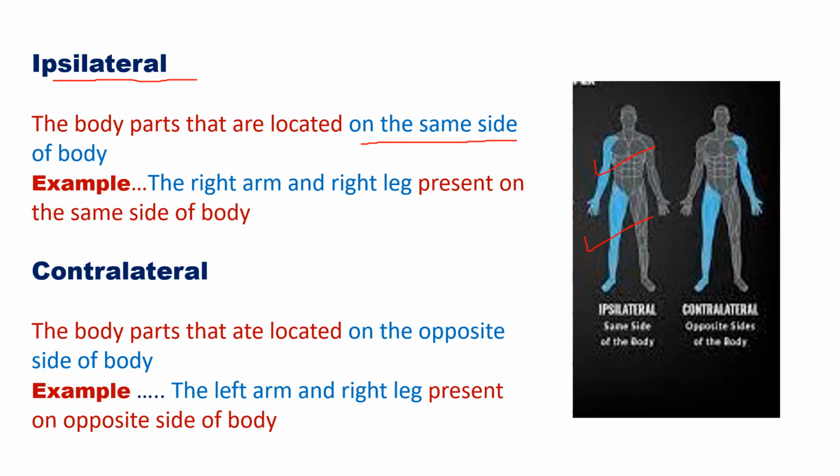Next is contralateral. Contralateral direction is considered when body parts are present on the opposite side of the body. For example, left arm and right leg are present on opposite sides to each other. So left arm and right leg are contralateral, same as human anatomical structures like left kidney and right kidney, which are contralateral as they are present on opposite sides to each other.